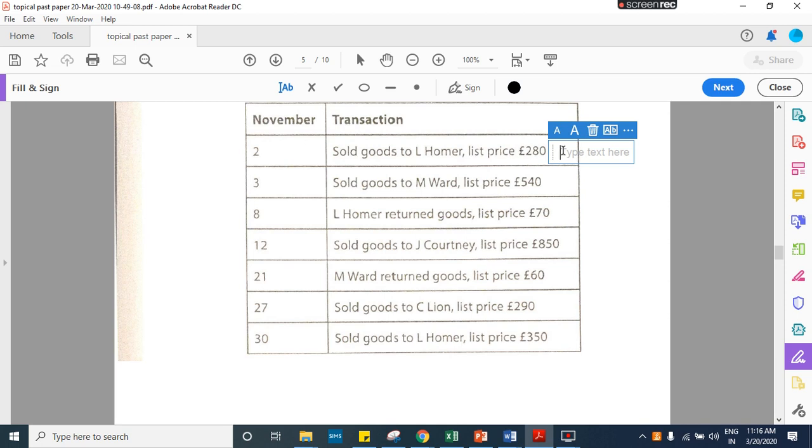Now, the first one, sold goods to L. Homer. This goes to the sales day book. And look at the transaction on the 8th. This goes to the sales returns day book. Take a few minutes to guess the answer for the rest of the transactions. And you can find this question on page number 21 in your topical past paper booklet.